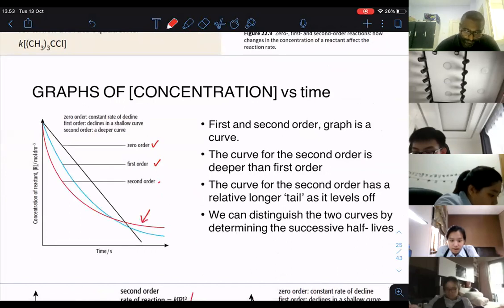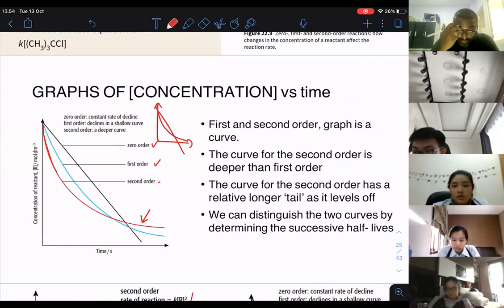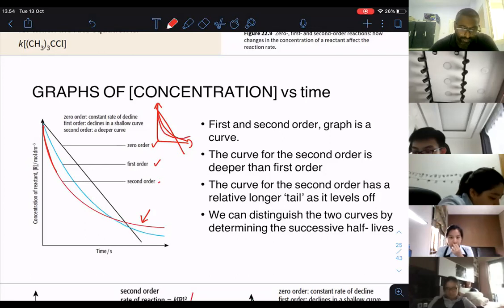This graph will go down, and then the decrease is not so much afterwards. So please learn how to draw this graph. If it is this one, I think it's zero order. If you have something like this, this is going to be first order. Second order will be something like this. They will go like that. So please refer to your notes on this.